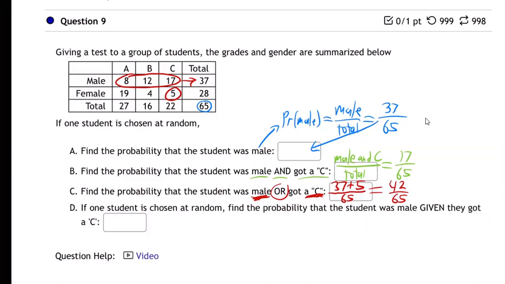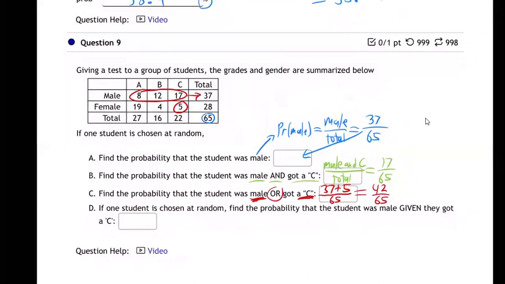Now for the last and most tricky part. They're asking us down here, student chosen at random, find the probability the student was male given, there's the big word, given they got a C. So what do you do with given?